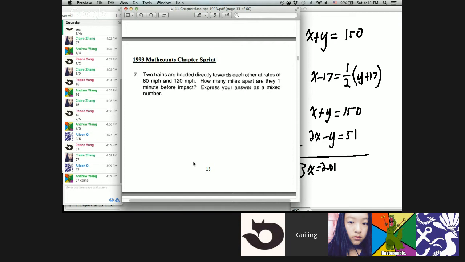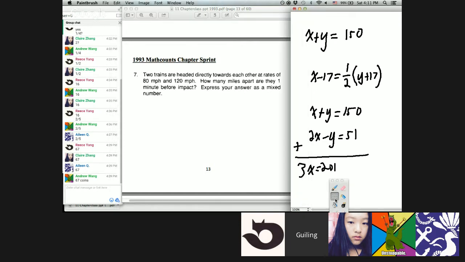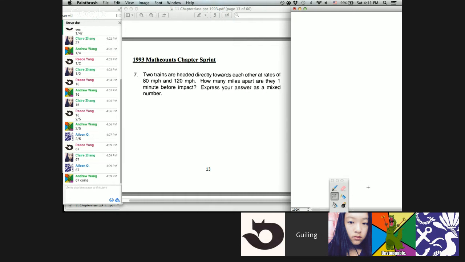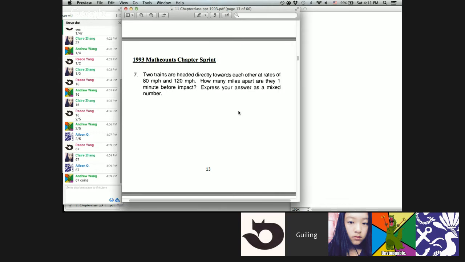Okay. Two trains are headed directly toward each other at rates of 80 miles per hour and 120 miles per hour. How many miles apart are they 1 minute before impact? And express your answer as a mixed number.